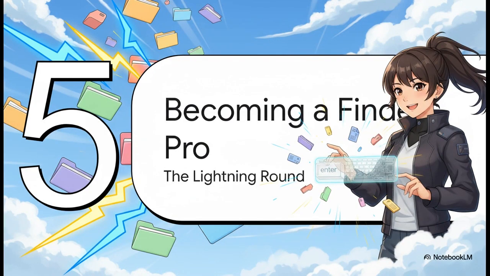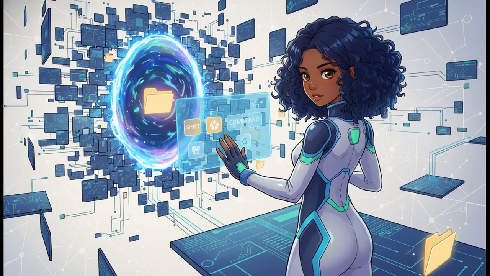I'm gonna give you three pro-level tips that are gonna solidify your status as a Finder expert. You ready? First up, Shift-Command-G. This shortcut opens the Go-To folder box. If you know the exact path of some deep system folder you need to get to, you can just type it in and jump there instantly. No more clicking through endless folders.